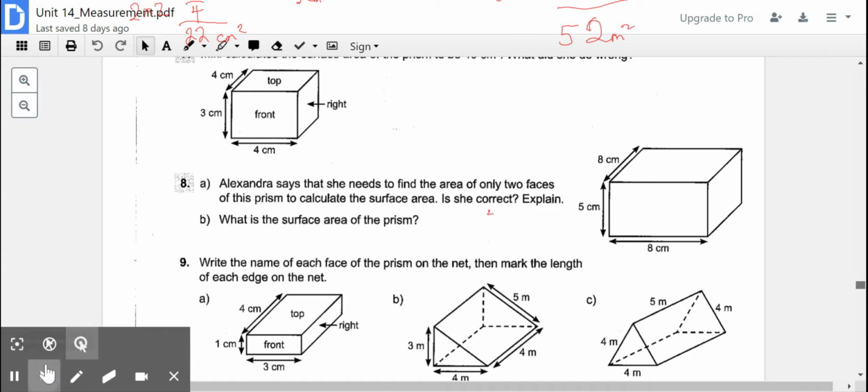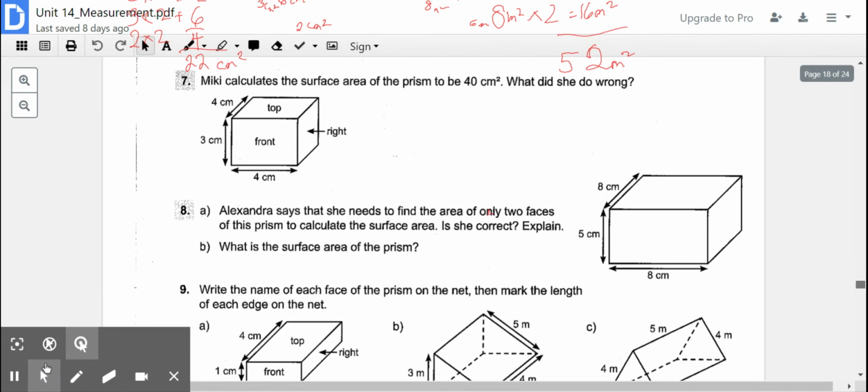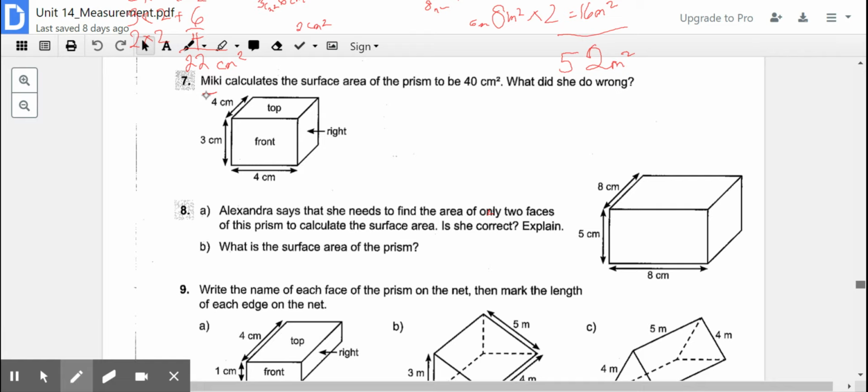Whoops, we've gone too far. Number 7 says, Mickey calculates the surface area of the prism to be 40 centimeters squared. What did she do wrong? So you're going to solve this one on your own, find out what Mickey did wrong, okay? And the only way you can find out what she did wrong is by doing it the right way and then working backwards from there. So find the surface area of that prism. Let's take a look at 8 after you do that one.